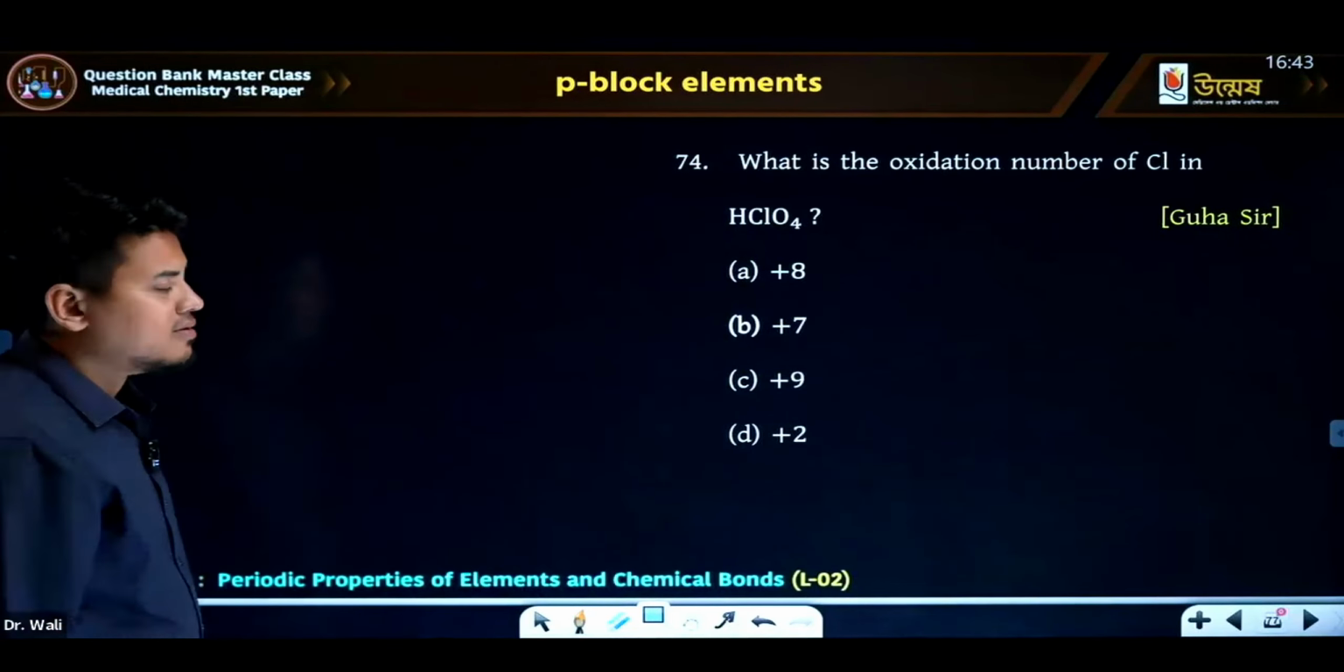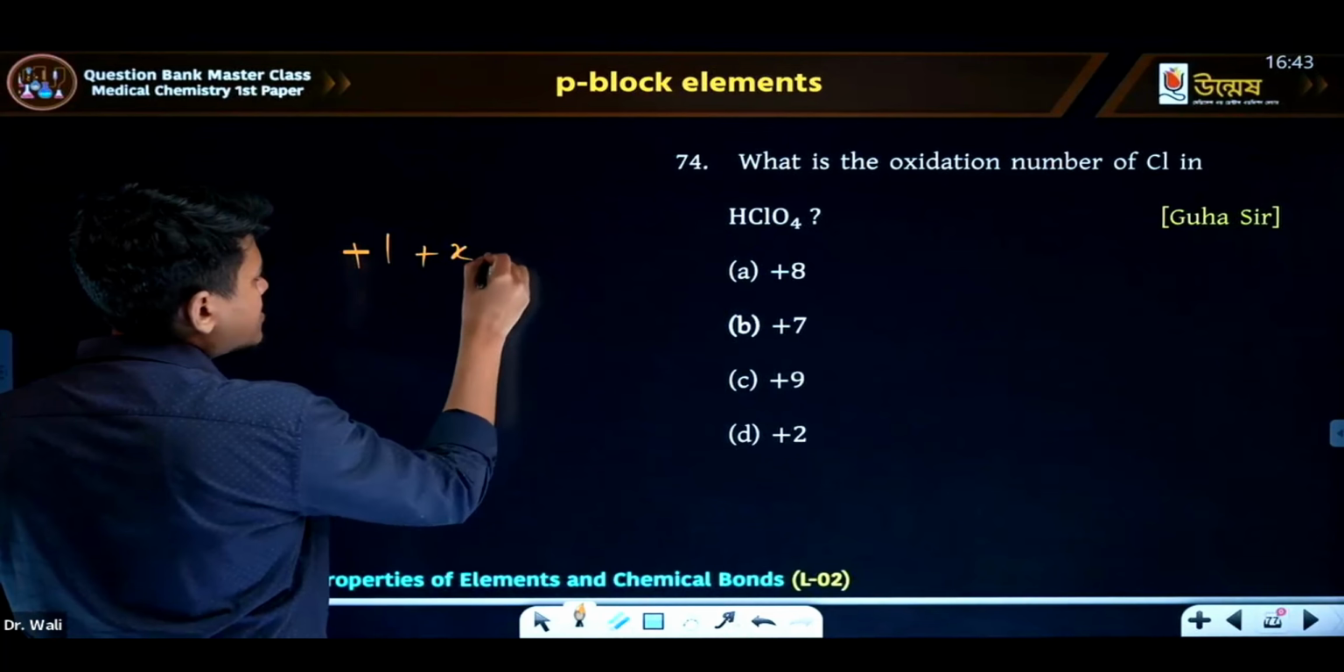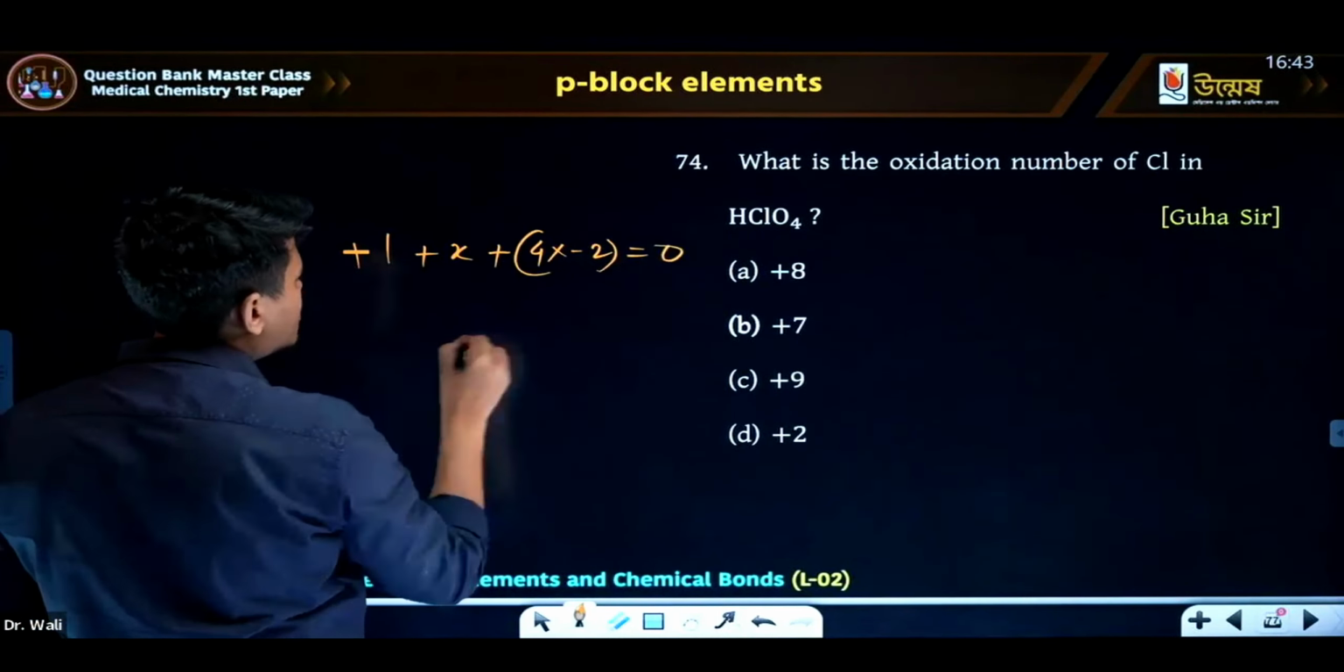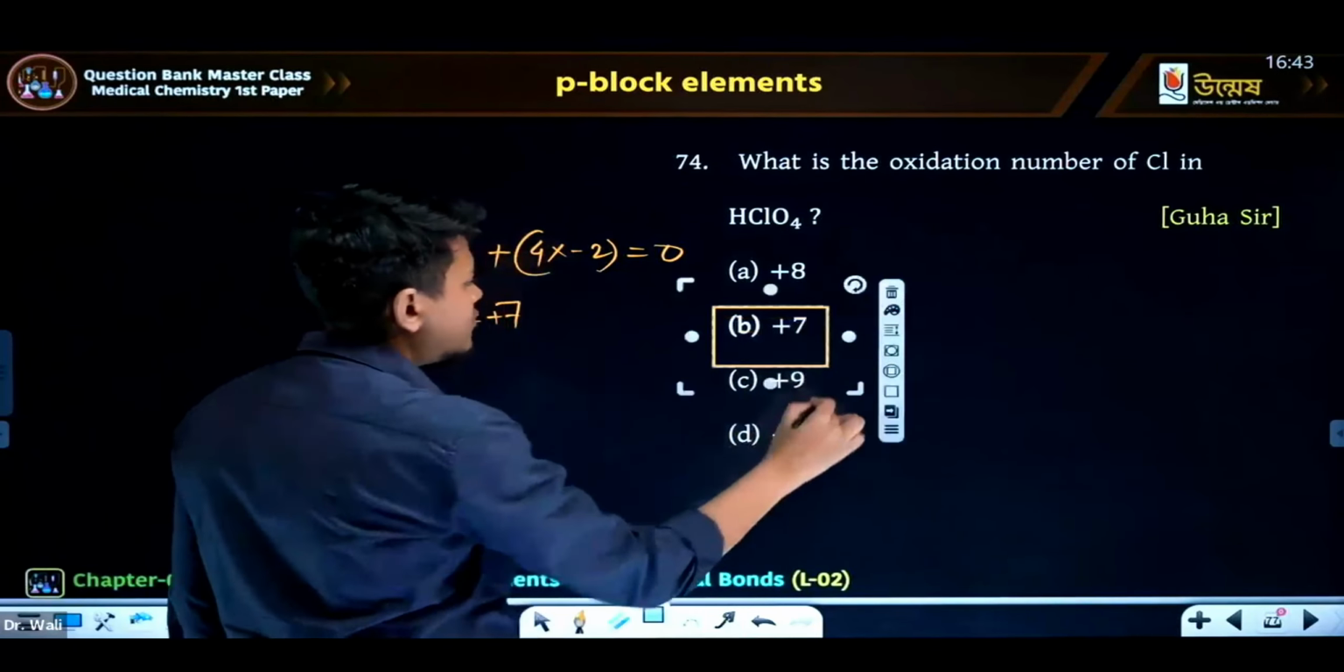What is the oxidation number of chlorine in perchloric acid? Very simple. +1 plus x plus 4 times -2 for the oxygen equals 0. So it will certainly be 8 - 1, which is +7. So the correct answer will be B.